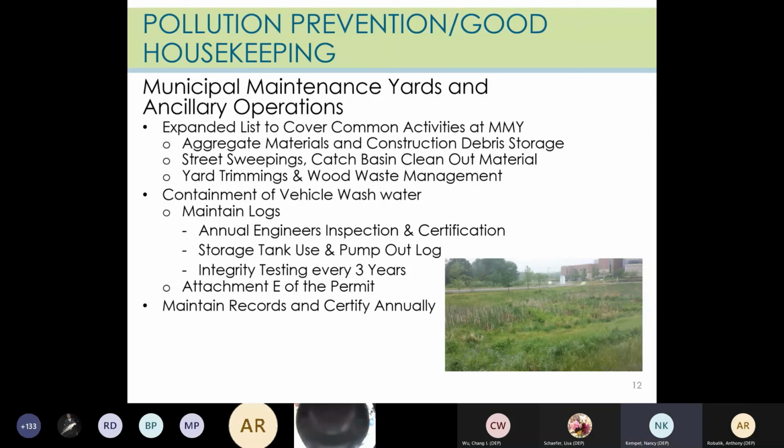Okay, along the lines of pollution prevention and good housekeeping, the MS4 permits also contain specific requirements related to municipal maintenance yards and other ancillary operations that we've noted in attachment E of the MS4 permits. They include best management practices that apply to items normally found in an average municipal maintenance yard, including how to deal with aggregate materials, debris storage, street sweeping, etc., that may be stored in the yard, including wood waste management. The permits now address vehicle wash water if that water is retained in an underground storage tank on the site.